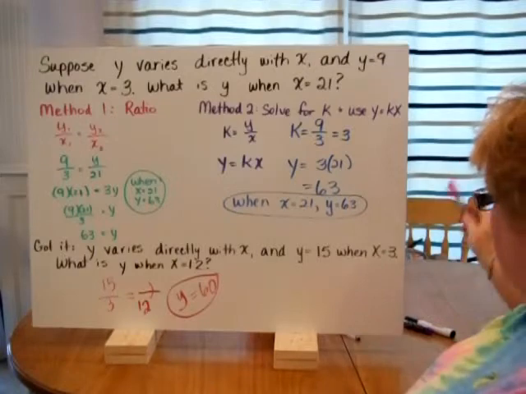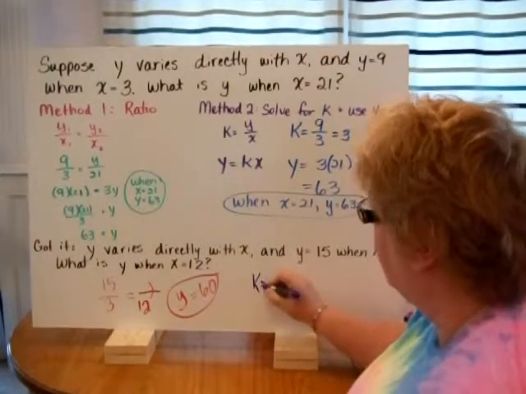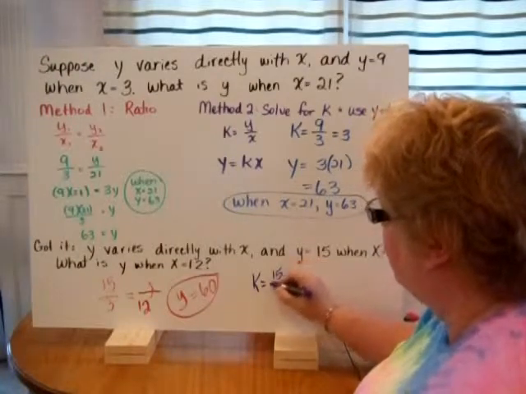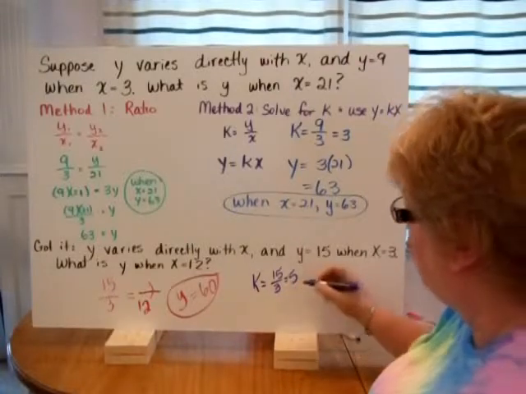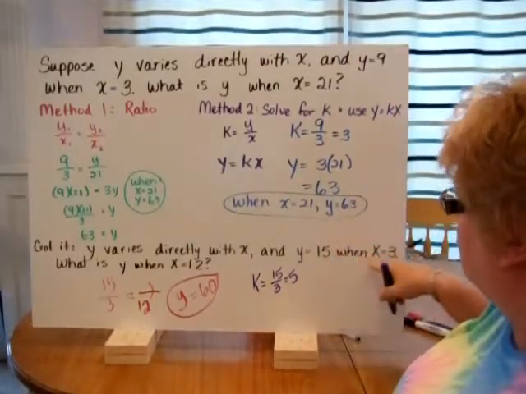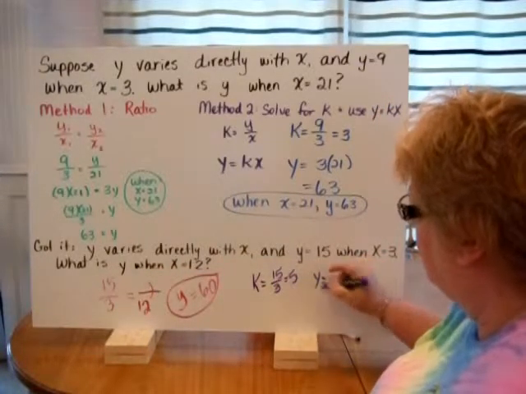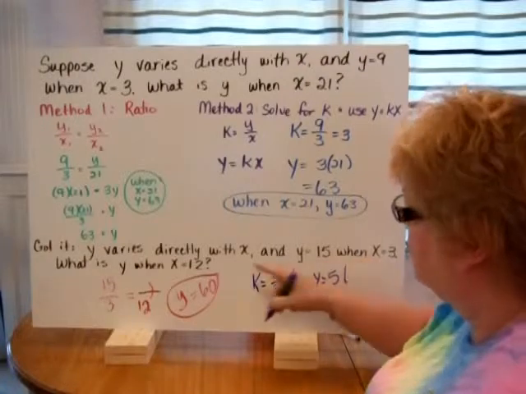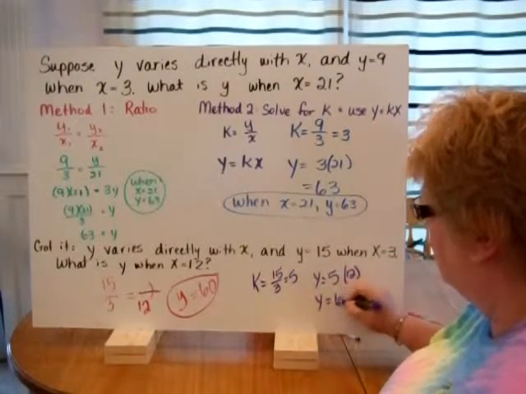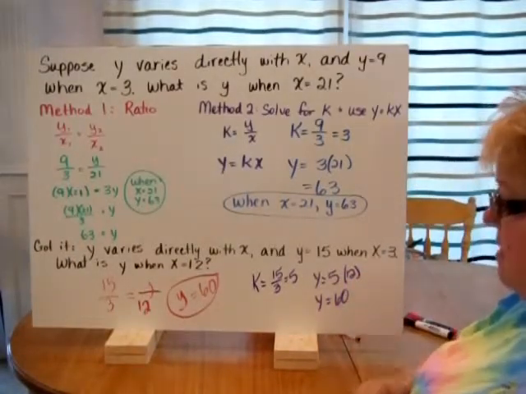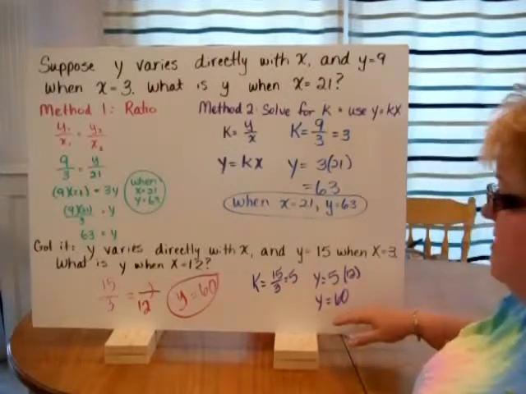If you want to use the second method, solve for k. K would be equal to 15, your y value, divided by the corresponding x. So k is 5. And then we want to find y. So y equals k times x, multiply that out, and y is 60. So regardless of the method you choose, you still get when x is 12, y is 60.